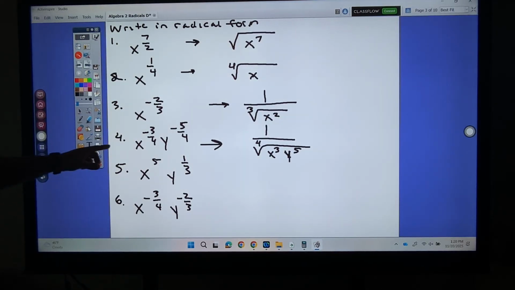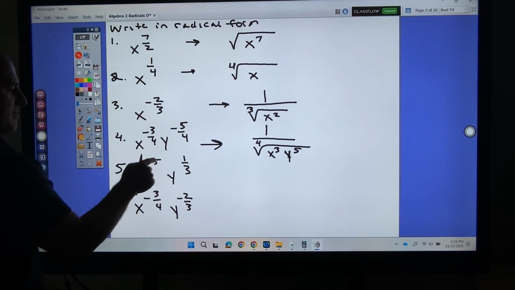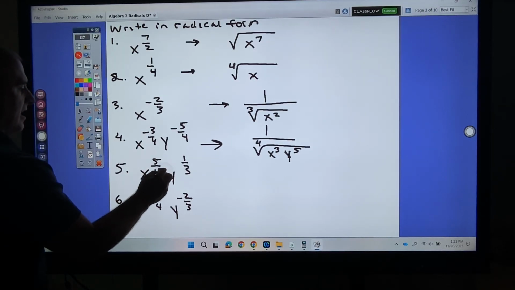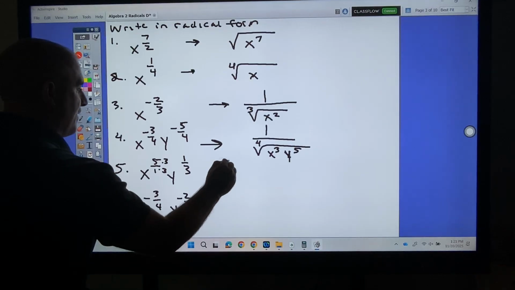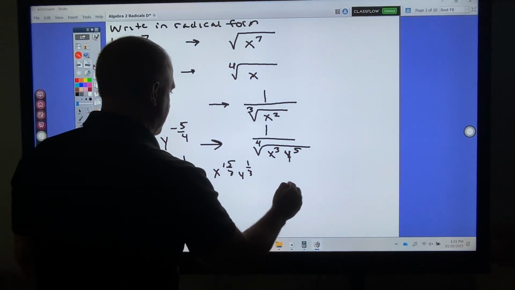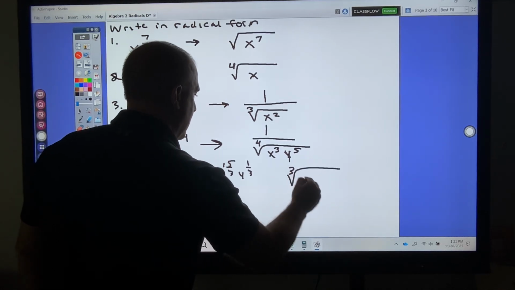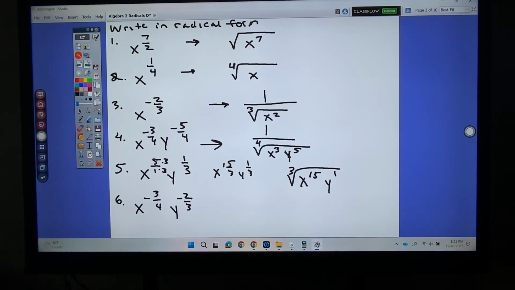Now, somebody say, well, Mr. Evans, what do we do with these? Well, in order to have these roots be the same, this number's got to be the same. So I got to get a common denominator. So really that's like x is 15 over 3 and y is 1/3, okay? So what is that going to be? 3rd root x 15 and y to the 1st. You don't have to write to the 1st, but that's what you'd have.